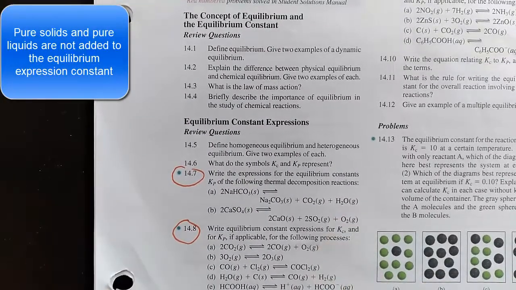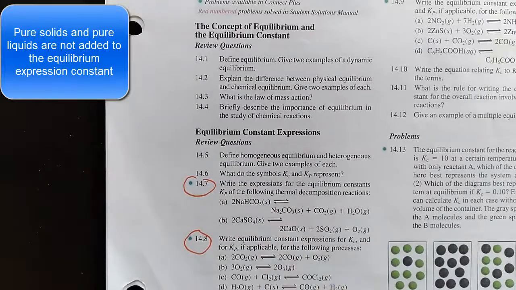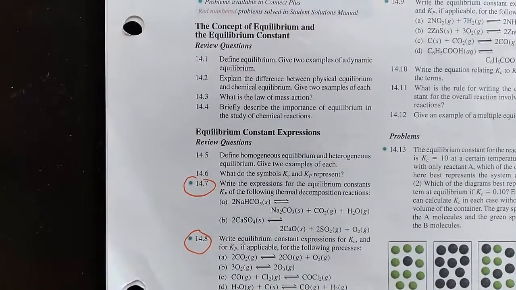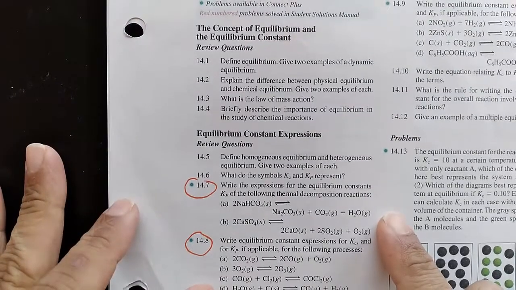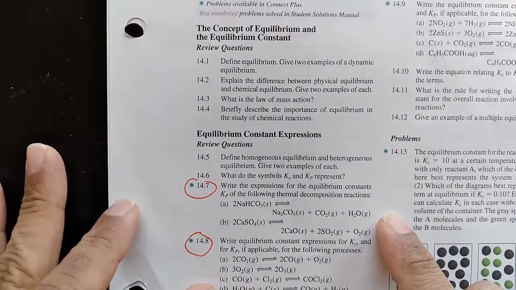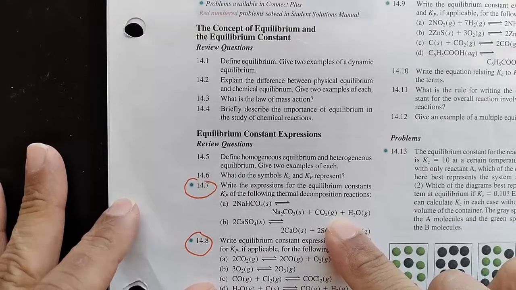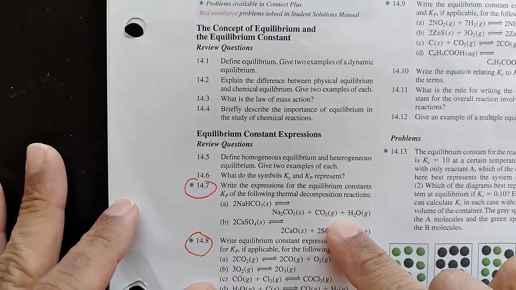Products over reactants. We do not add solids and we do not add liquids. The reasoning behind that will be mentioned during lecture. The equilibrium constant is products over reactants. Again, no solids, no liquids. And for gases, we can just express them as concentrations, or we can express them as pressures.